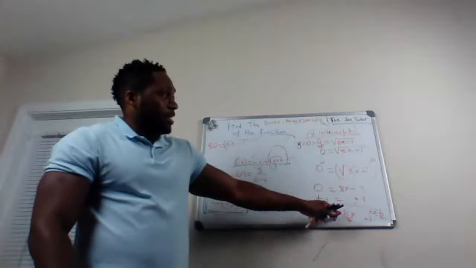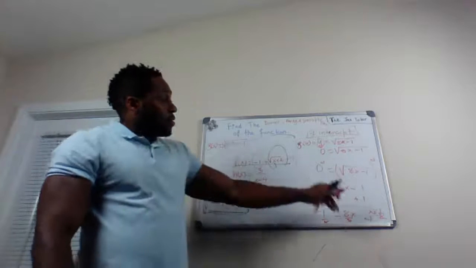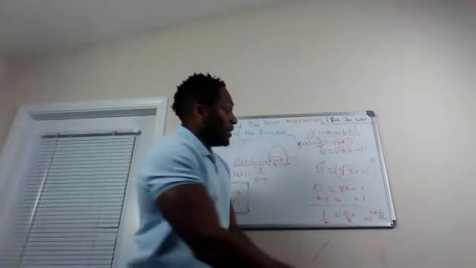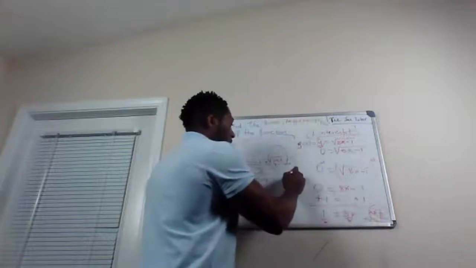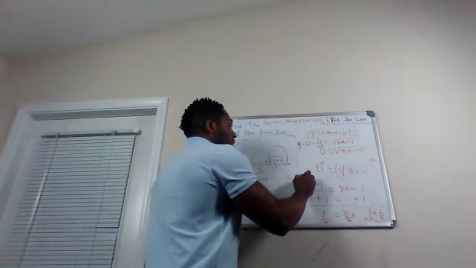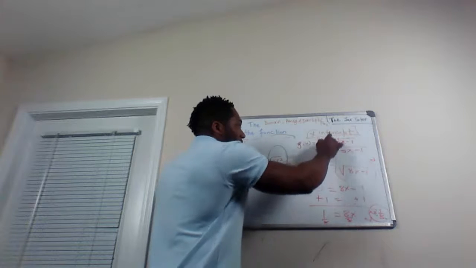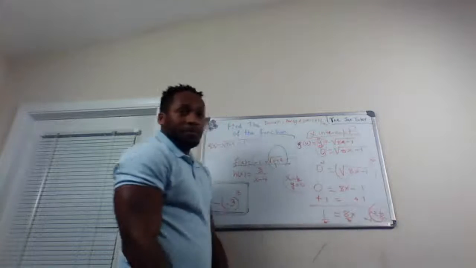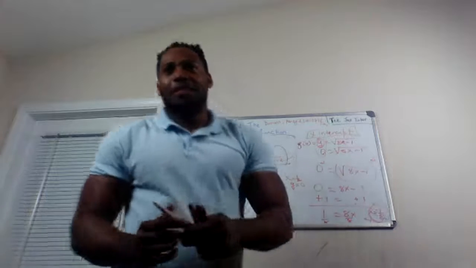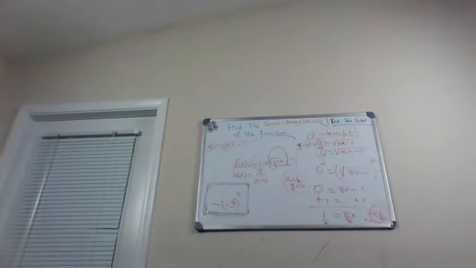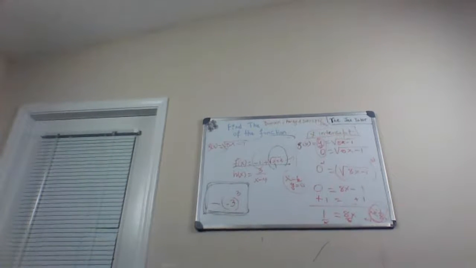Now, what is that saying? This function crosses the x-axis at the point x is equal to 1 over 8. And then y is equal to 0. Because I said y is equal to 0, x is equal to 1 over 8. Does that make sense? Let me know if you guys understand. Am I making any sense, guys? Yes, no, maybe? I'm glad I could help. Yeah, that makes sense. All right, cool.